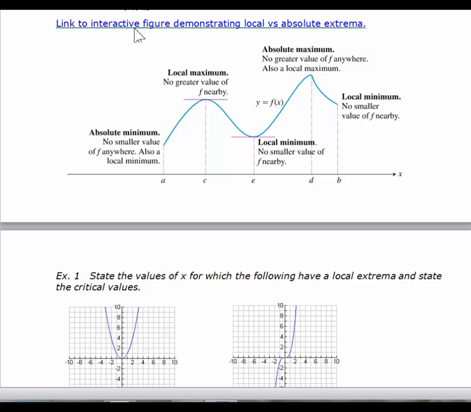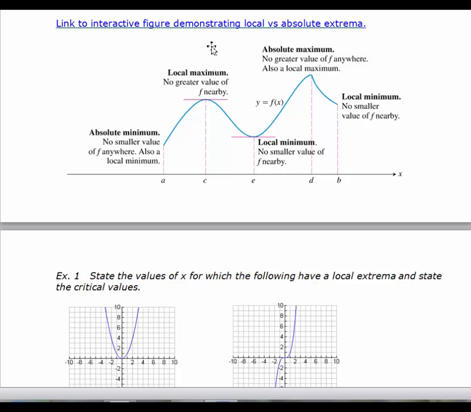And there's also a link here. There's an interactive figure that you can play around with. You can click on that link when you're not watching the video. But we're just looking at a function, and we'll think about this function on the closed interval from a to b. And we've got these interior points c, e, and d, x values.